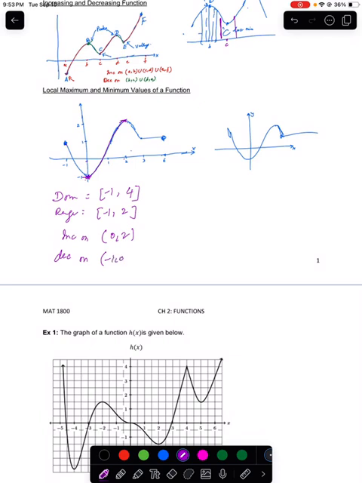Okay. Where is the function constant? So you see that between 3 and 4 there is a horizontal line. So it is constant on the interval 3 to 4.